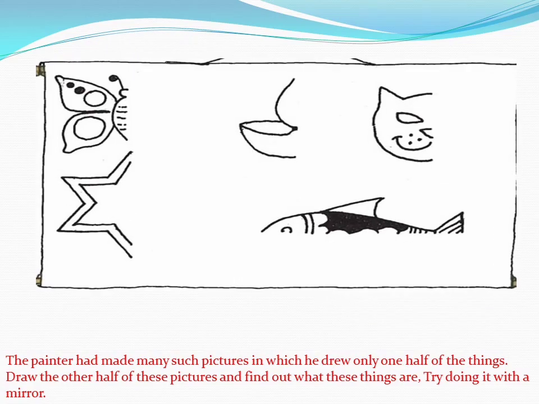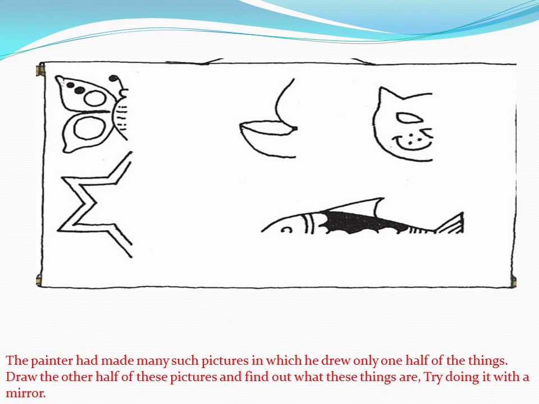Page number 8. The painter had made many such pictures in which he drew only one half of the things. Draw the other half of these pictures and find out what these things are. Try doing it with a mirror. See, you are at home, so you can also try with a small mirror.